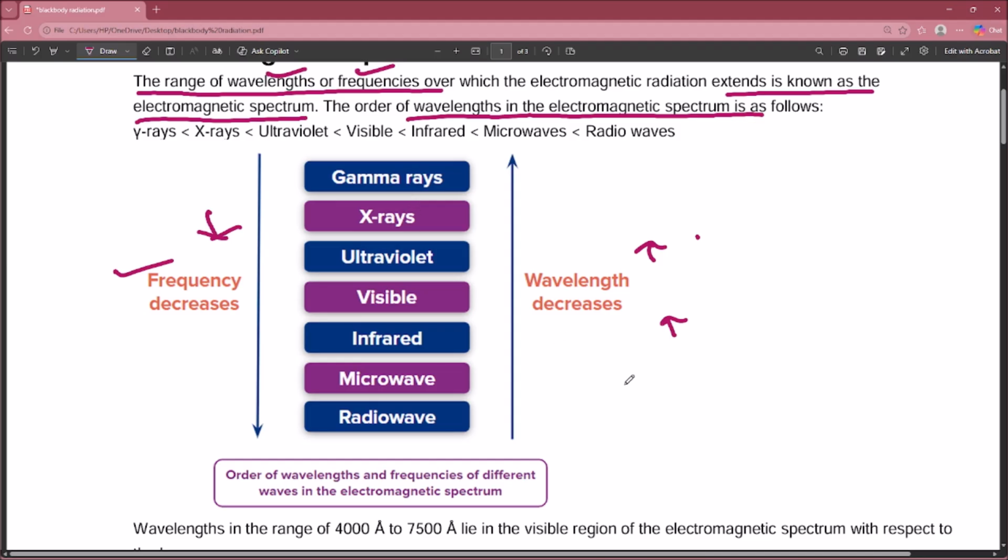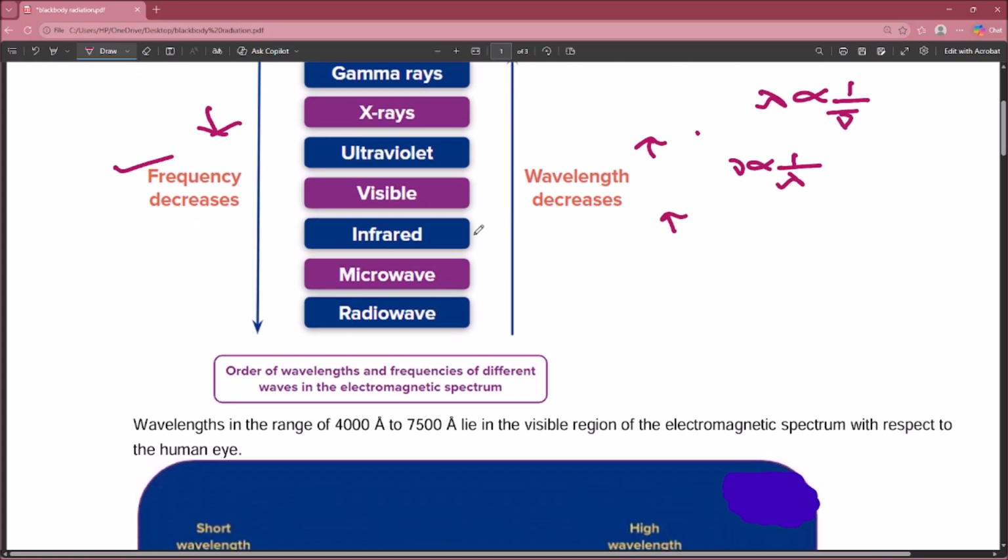In the same way, as we know, wavelength is inversely proportional to frequency, that is, lambda is inversely proportional to frequency, or frequency is inversely proportional to lambda. Therefore, wavelength decreases from radio wave to gamma wave, the reverse process. The order of wavelength and frequency of different electromagnetic waves is shown above.